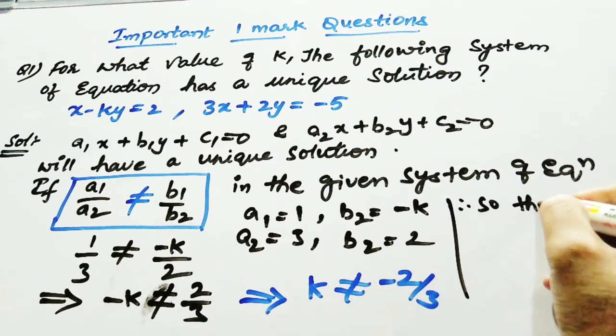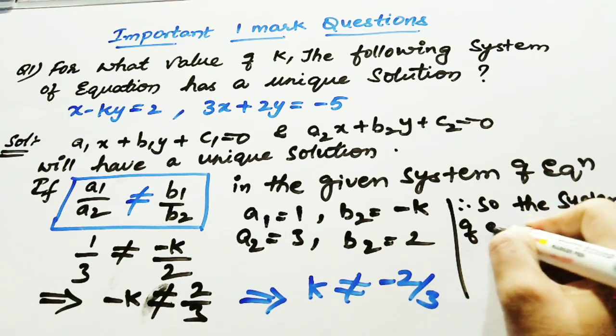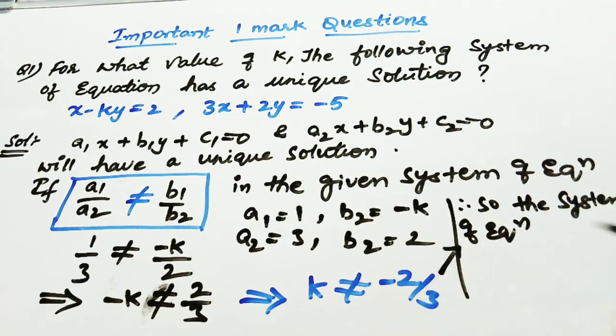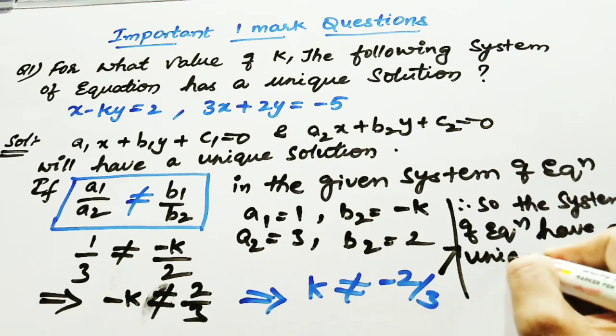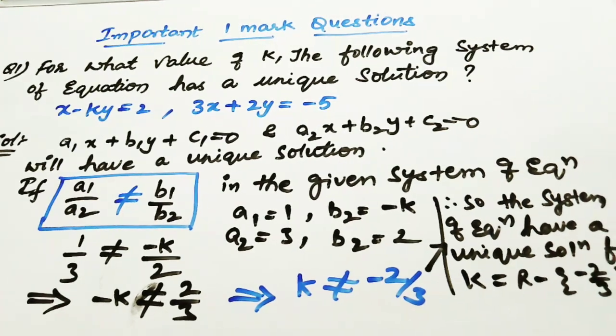So the system of equations has a unique solution for k not equal to minus 2 by 3. Okay, for all values of k except this, the solution is a unique solution.